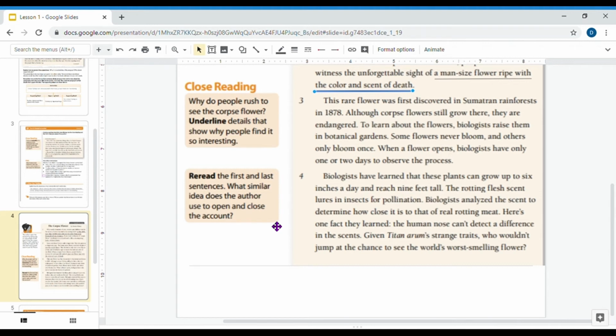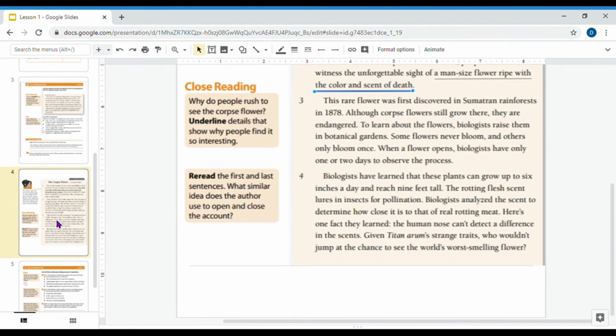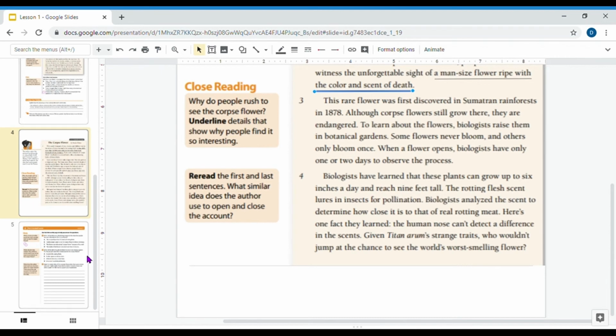I think that the similar idea they're talking about is people going and visiting it, going out of their way to see this terrible smelling flower. In the beginning, it seemed like, why would people do that? At the end, it's like, of course people are going to go visit this flower. So I think our central idea is going to be about visiting this flower. So let's move on to our last and final page of our guided lesson.